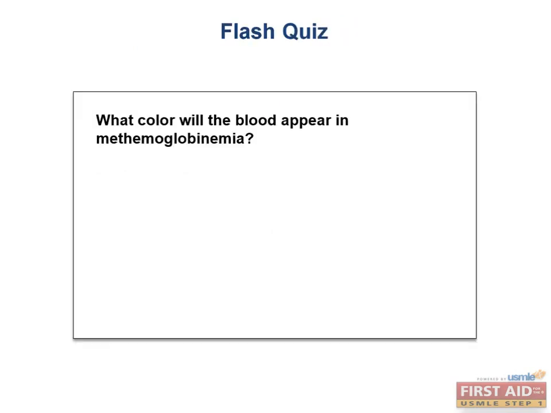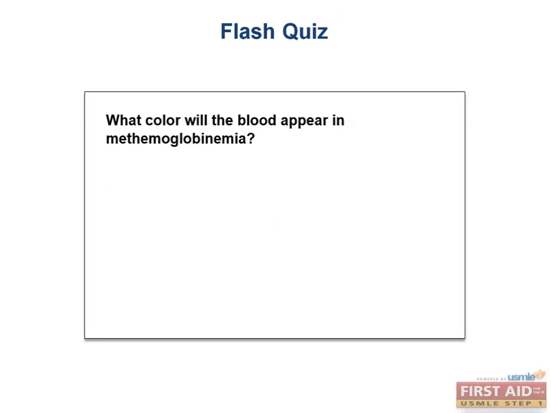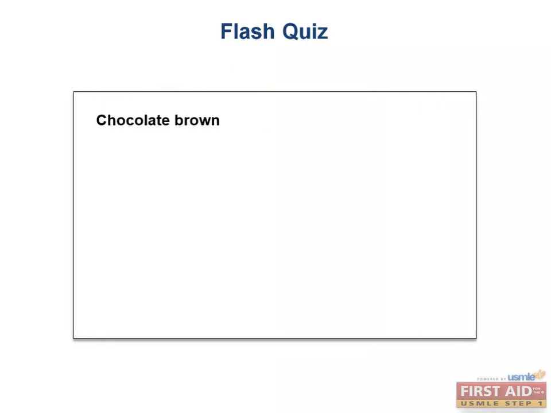Let's have a flash quiz. What color will the blood appear in methemoglobinemia? The answer is chocolate brown.